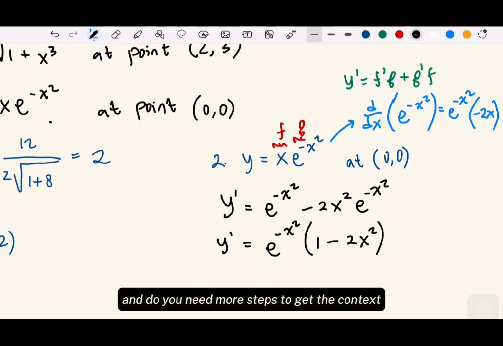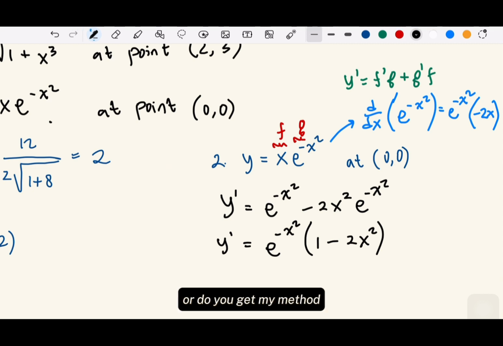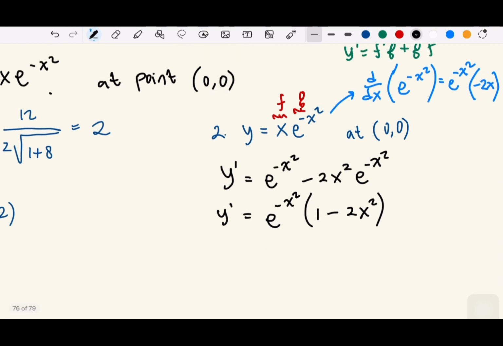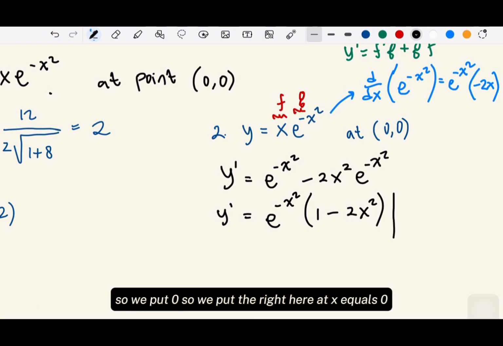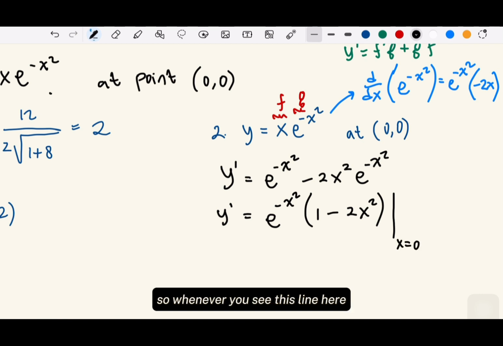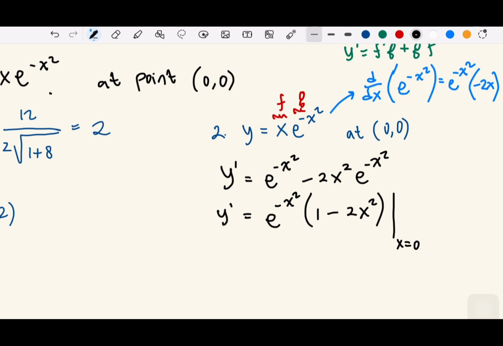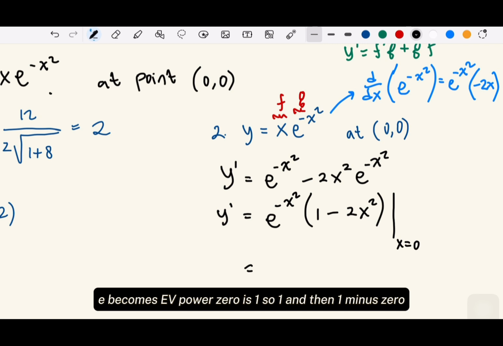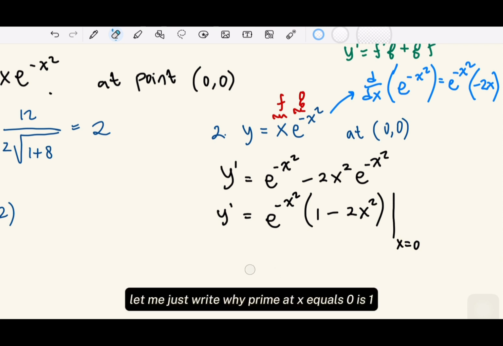Okay, do you need more steps to get the concept, or do you get my method? And then at 0, 0, so we put 0 here. At x equals 0, whenever you see this line here, it means you are going to evaluate at this number. Plug in the x. We put x equals 0. E with power 0 is 1, and then 1 minus 0, so it's just 1, right? Let me just write y prime at x equals 0 is 1.